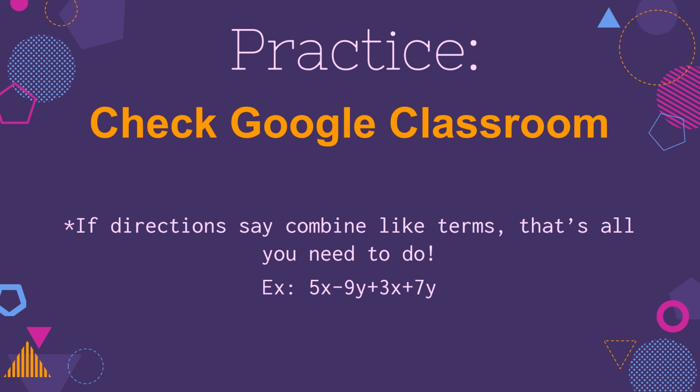All right, those are our practice problems for today. As always, make sure you check Google Classroom for what your practice is. And just to clarify for in the future, if directions say combine like terms, and that's it, it doesn't say solve, then that's all you need to do. So just a quick example, if I'm combining positive 5x, positive 3x, positive 8x, and then I see a negative 9y and a positive 7y, that would be a negative 2y. So that's all I need to do. So read directions carefully. Are you asked to solve, or are you asked to combine like terms?